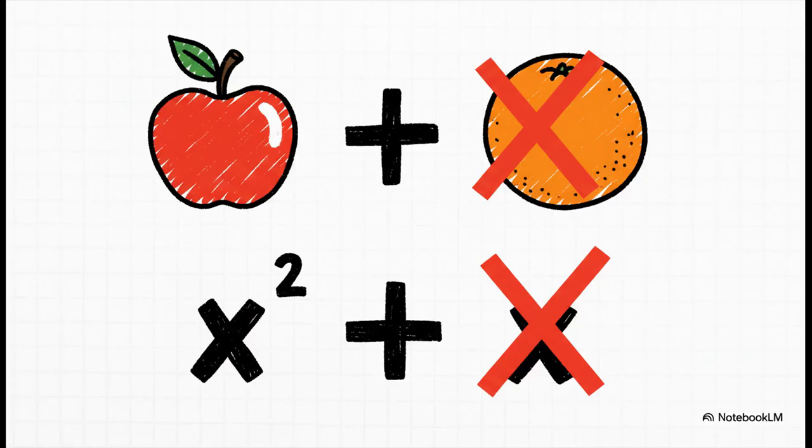And the big rule here, the key to the whole thing, is that you can only combine terms if they have the exact same variable raised to the exact same power. So you can't combine something like 20x squared with 2x. They're just different things. It's the whole apples and oranges idea. They're just not the same, so you can't add them up.